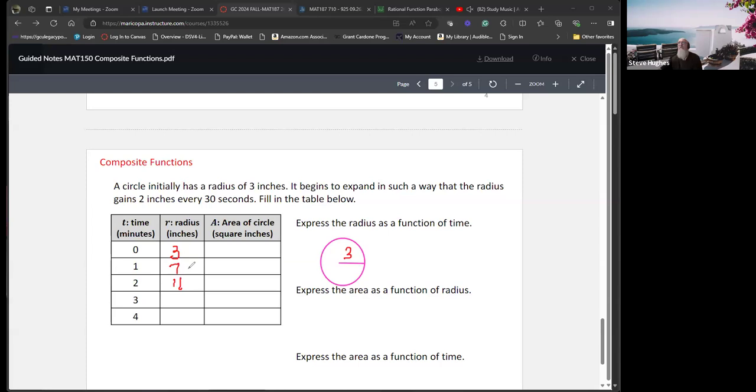What's the next going to be? 3, 7, 11. What's the next one going to be? Right? 15. And the last one is going to be 19. Perfect. So it's going to be 2 times 2t plus 3, which is 4t plus 3. That is correct. So the radius as a function of time is 4t plus 3.